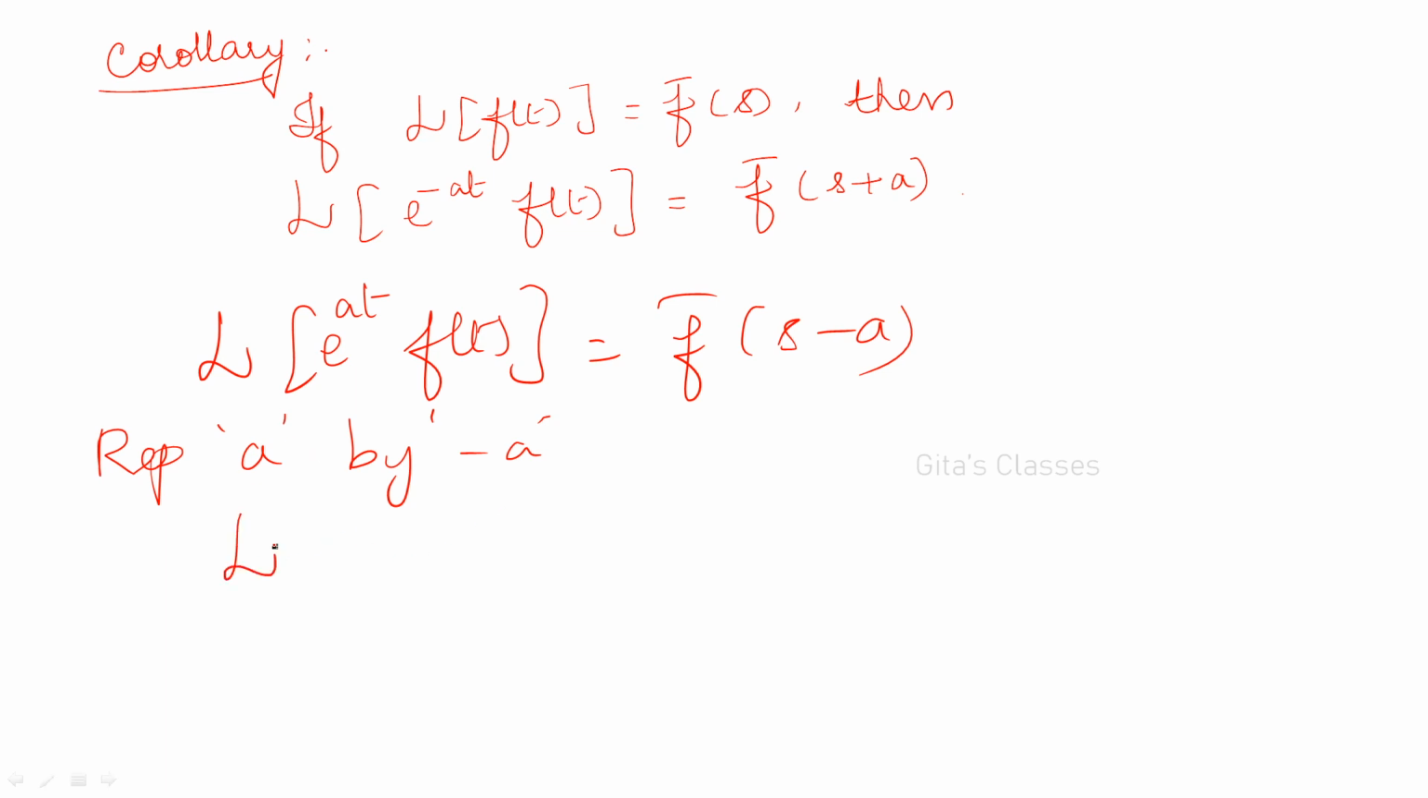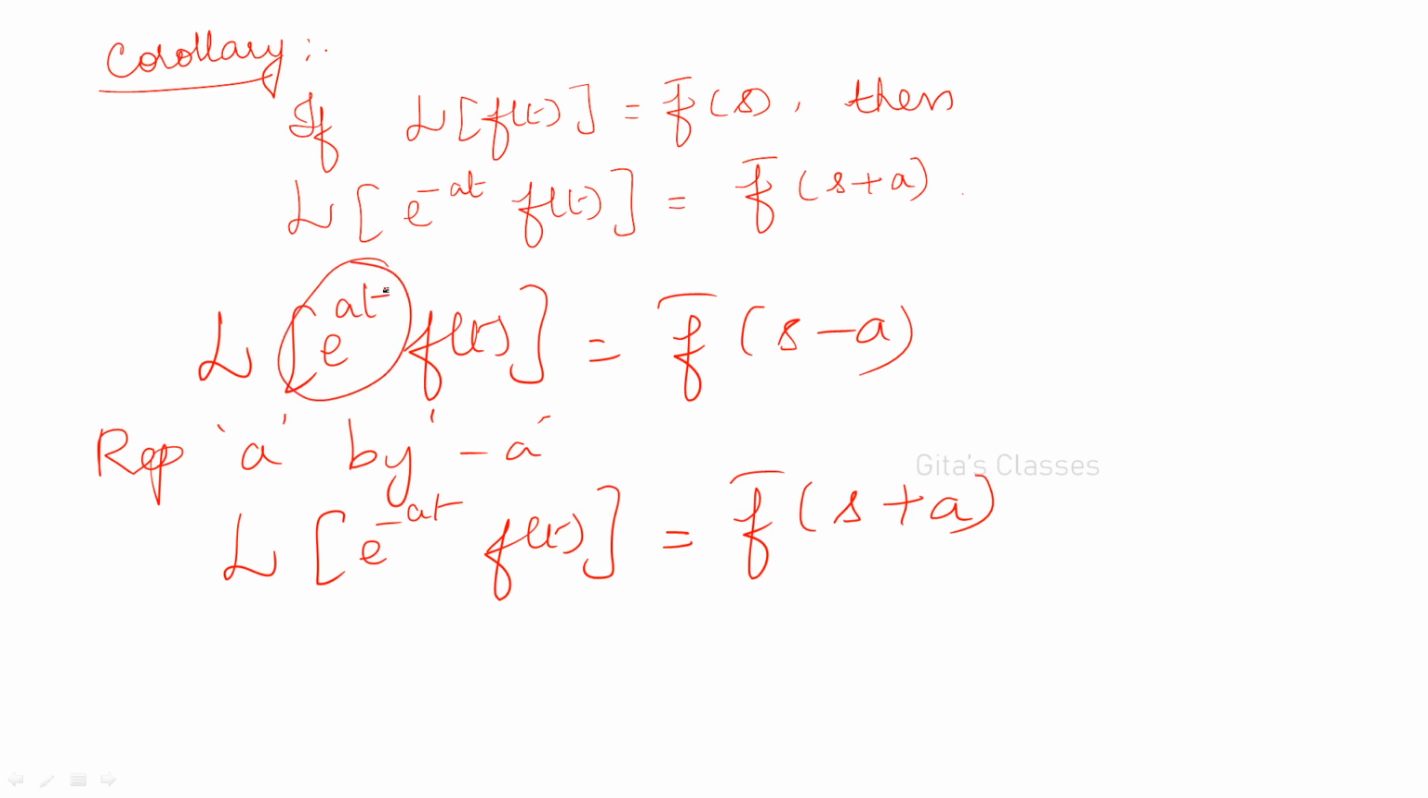we get L of e power minus at f of t is equal to f bar of s plus a. Corollary means from the theorem we are going to prove the result. So e power at means f bar of s minus a. That is fine. Without e power at, you find the Laplace transform and replace s by s minus a. If the function is multiplied by e power minus at, without this e power minus at, you find the Laplace transform of this function, and you will be getting a function of s, and in that replace s by s plus a. That is the first shifting theorem.